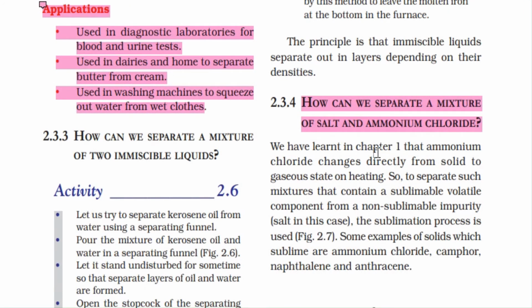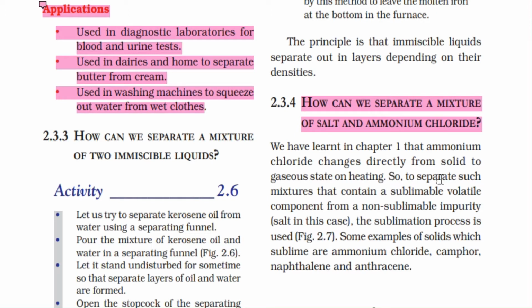We have learned in chapter 1 that ammonium chloride changes directly from solid to gaseous state, since it is volatile. It sublimes. It doesn't have a liquid state. Ammonium chloride doesn't have a liquid state.